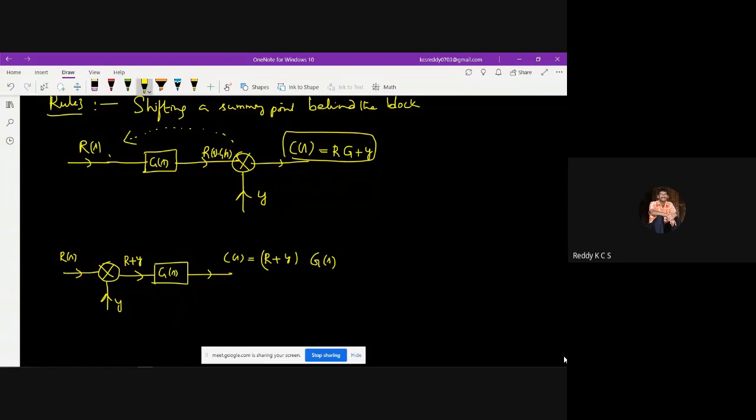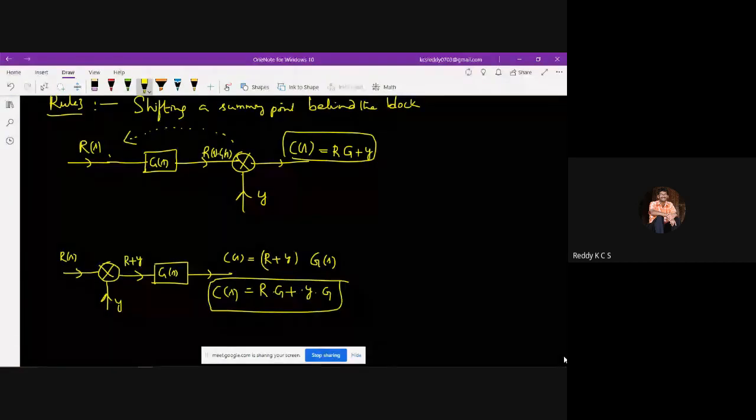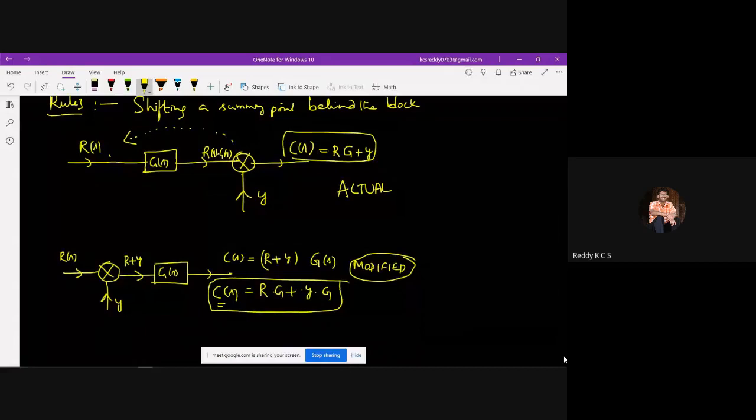So C of s is equal to r into g plus y into g, that is rg plus yg. There is a change in the value of C of s, because rg plus y is the actual one, and this is the modified one. For our convenience in calculation, I want to shift the summing point.